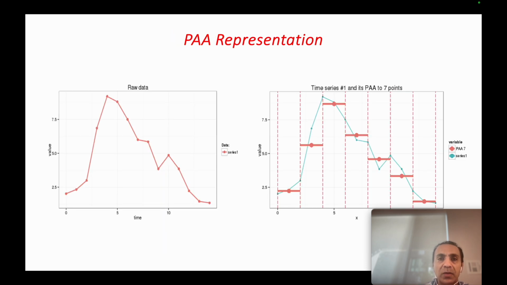Here I show you the piecewise aggregate approximation representation. So how raw data on your left side with some noise is converted into 7 segments of equal size but with different means. So that's how we reduce noise or reduce dimensions in the data using piecewise aggregate approximation.